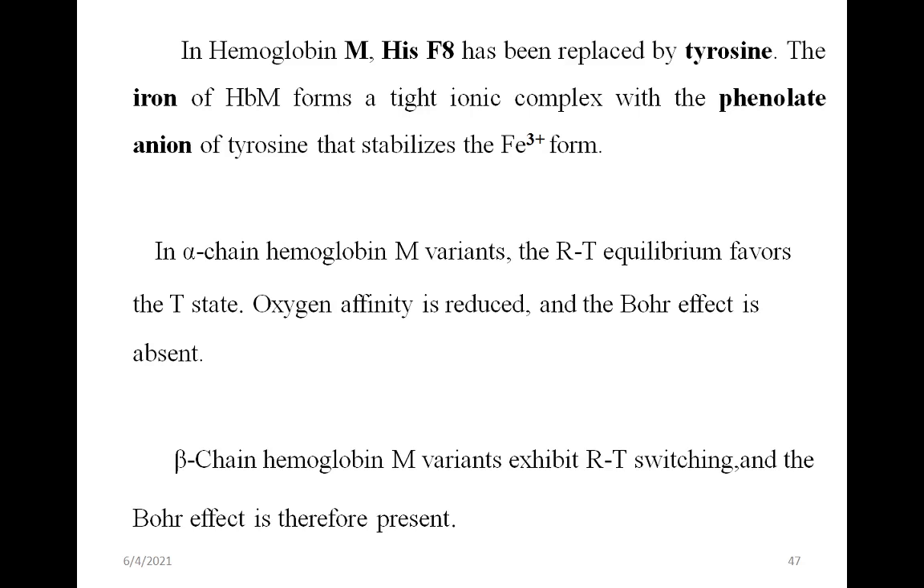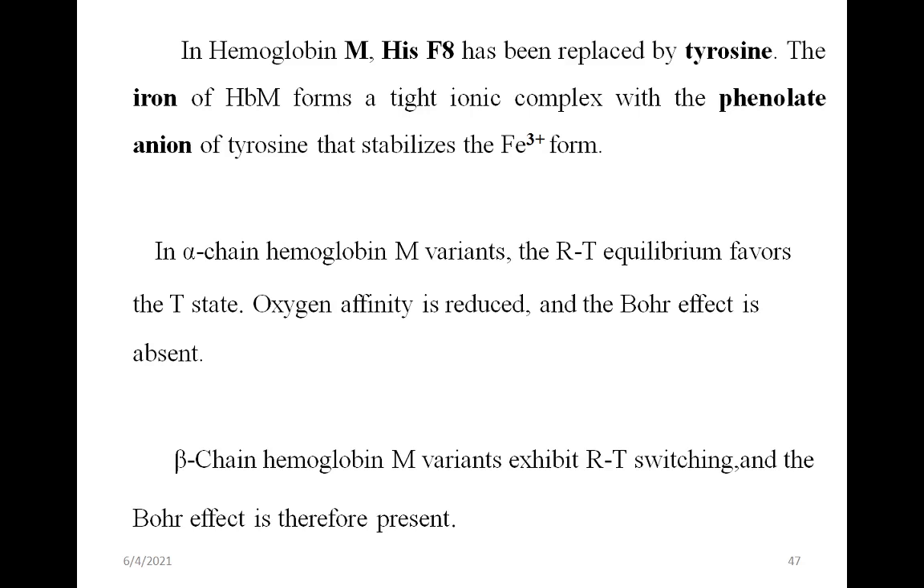Normally the iron fifth valency binds to the proximal histidine, but in case of hemoglobin M, that is replaced by tyrosine. Tyrosine is chemically para-hydroxyphenylalanine. As you were already told in the amino acid structure, tyrosine is an aromatic amino acid. The body can synthesize tyrosine from phenylalanine, that's why tyrosine is a non-essential amino acid. Tyrosine is para-hydroxyphenylalanine, so the phenol group is obviously there.